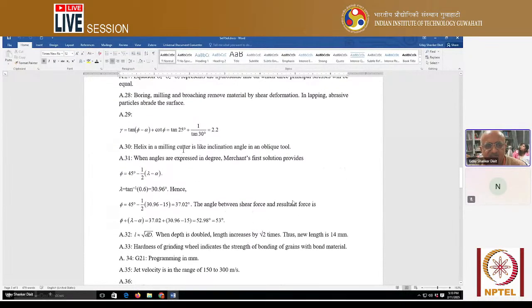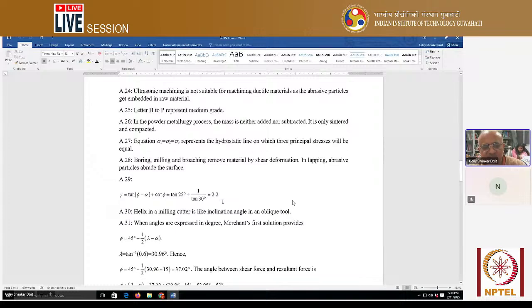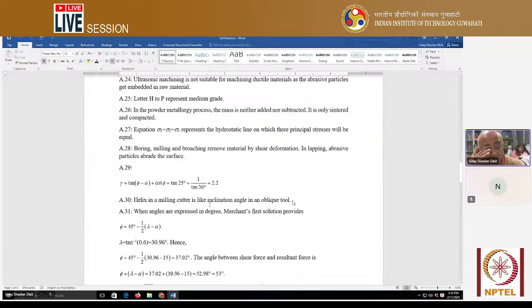This is also a very typical formula: shear strain in machining. If we assume the single shear plane model, gamma is equal to tan of (phi minus alpha) plus cot phi, where phi is the shear angle and alpha is the rake angle. If rake angle is 0, then it will be tan phi plus cot phi. Suppose somebody has given shear angle as 30 and alpha as 5 degrees. So it is tan 25 degrees plus 1 by tan 30 degrees, which becomes 2.2. So shear strain is in fact 2.2.